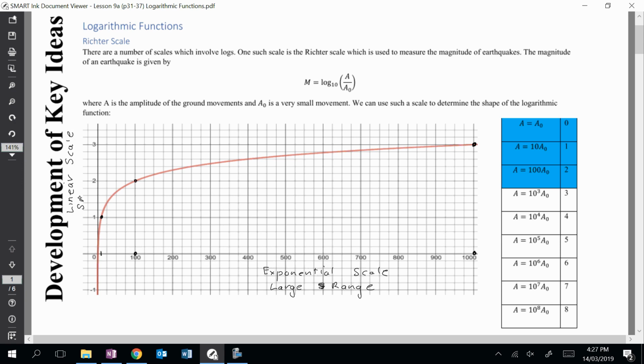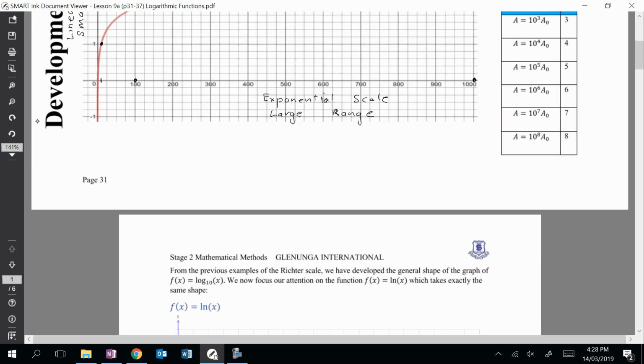And it's got a small range. So instead of having to deal with such a large range, we can simplify it down, and the Richter scale makes it easier to work with just a small range. Okay, so that's the Richter scale, and that's how logs can be useful.